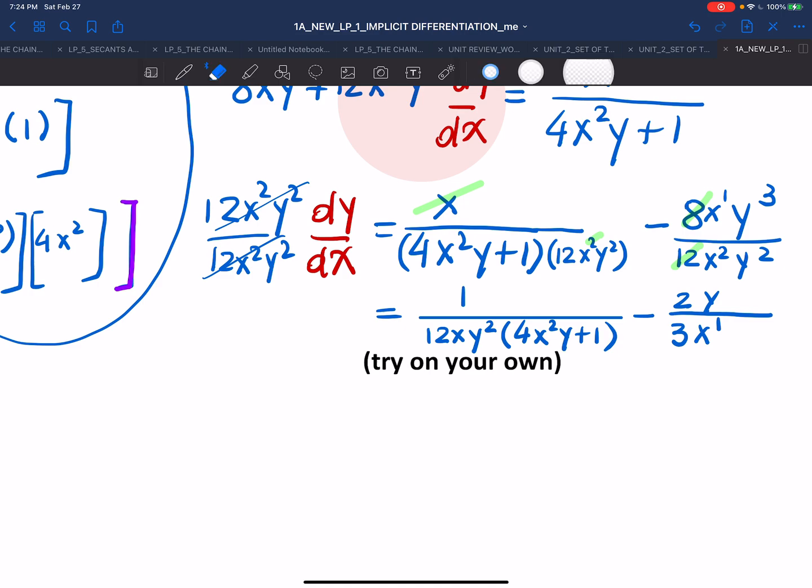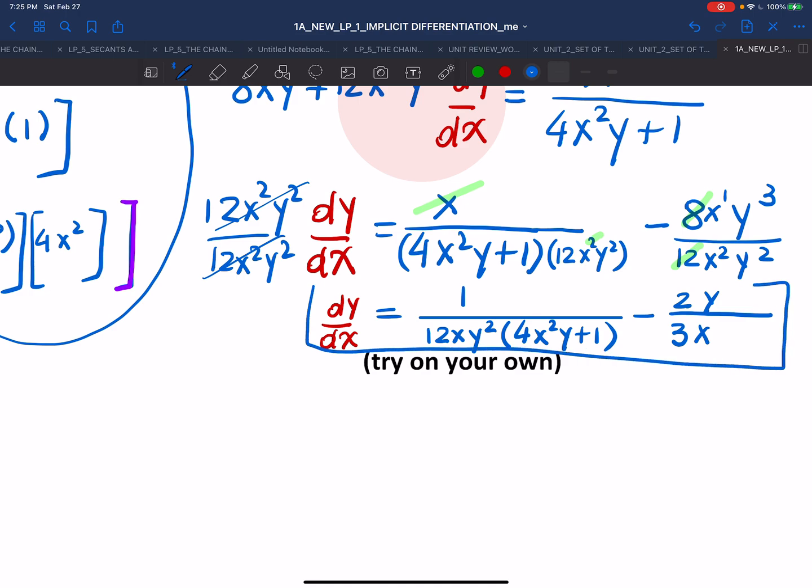Obviously, we don't have to write the power of x to make the answer look a little bit prettier than we are going to write it as 3x, okay? So that would be the value of dy dx, or the derivative, I should say. There is no value to this as of yet. Okay, so we differentiated quite a complicated implicit equation.